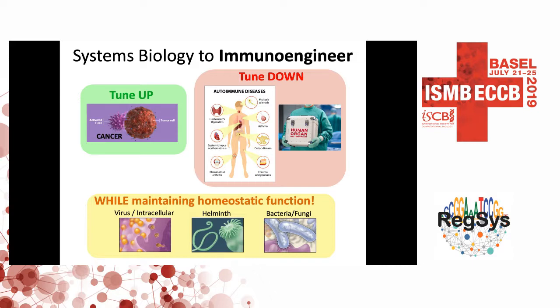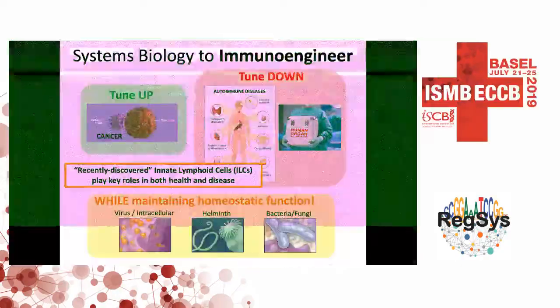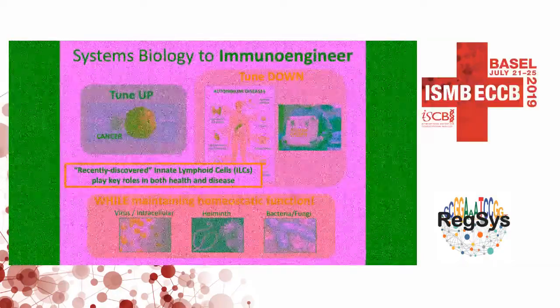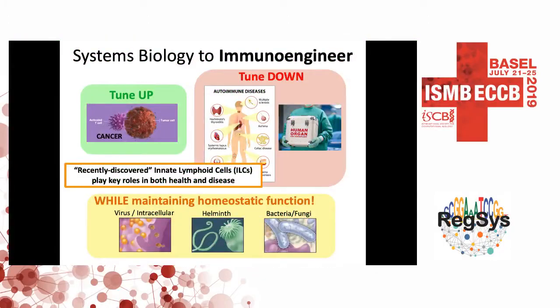So without going too much into immunology, I'd like to highlight some work in an immune cell type known as innate lymphoid cells, which are relatively recently discovered. And despite that, they have already been shown to play important roles in health and disease. And so they seem like an important cell type to focus on in terms of immunoengineering.